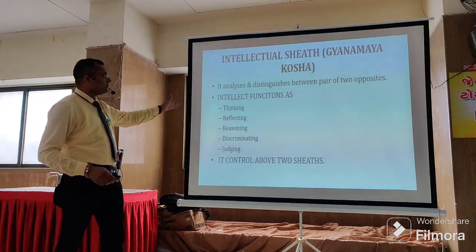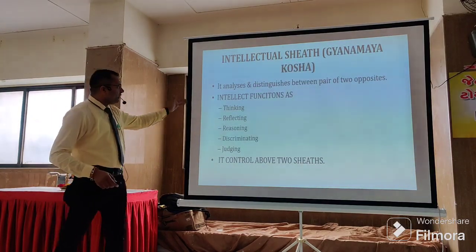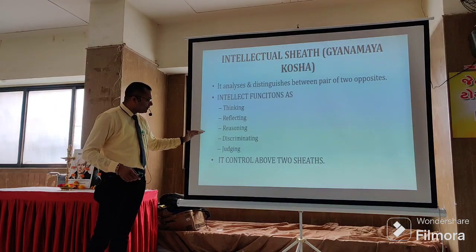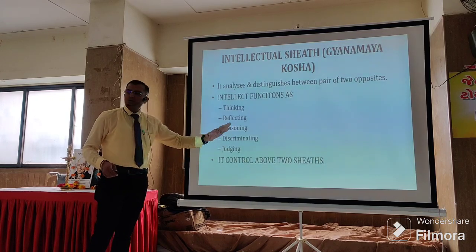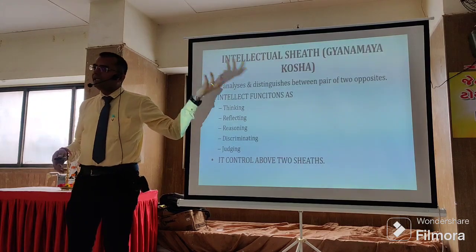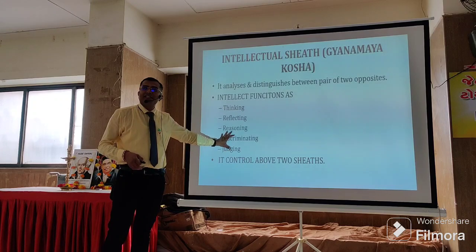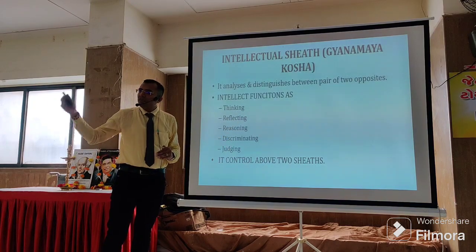After that, the third sheath was the intellectual sheath. So intellectual functions are thinking, reflecting, reasoning, discriminating, judging, and it controls the 2 sheaths. So the vital air sheath and the food sheath are controlled by the intellect. Okay. So in case taking, intellect is more important than the emotions.